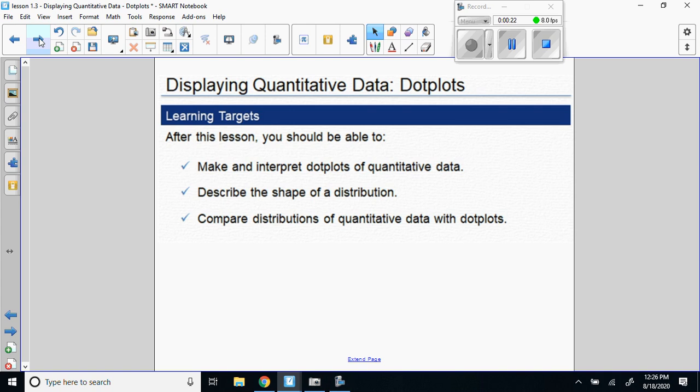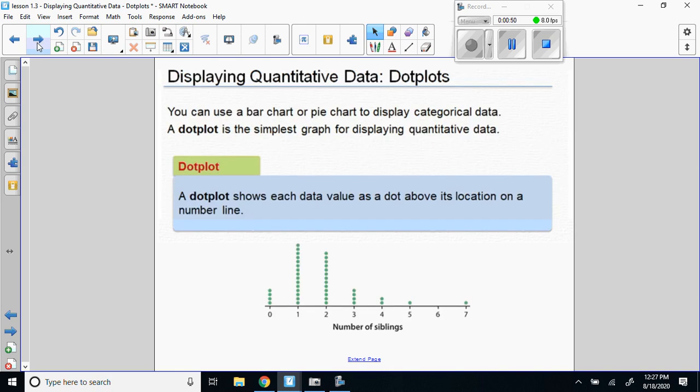Describe the shape of the distribution. We'll look at 3: normal, skewed left, skewed right. We'll talk about what those are. Compare distributions of the quantitative data with dot plots. We're going to talk about how the data is distributed. Is it very tight? Is the variability low? Or is it spread like a tornado from county to county? Is it leaving a trail? Dispersed.